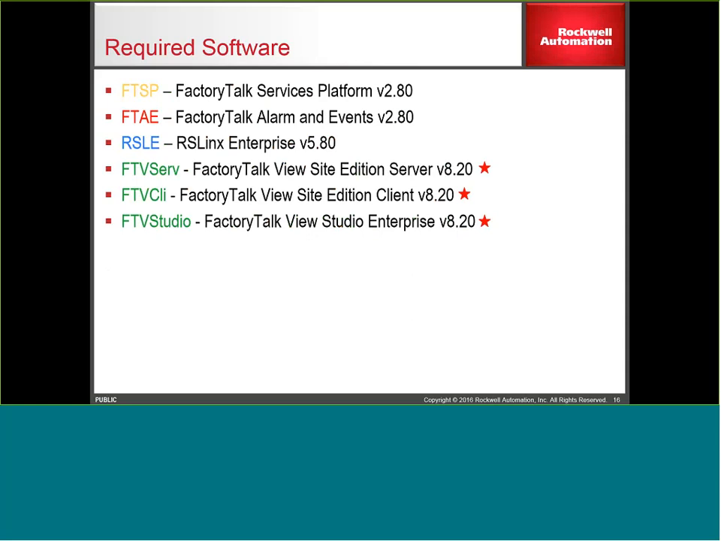Same thing for Alarm and Events, and version 5.80 for RSLinx Enterprise. And for FactoryTalk View Site Edition, Server, Client, and Studio Enterprise, we're at version 8.20. And notice here, I have a star next to the bottom three. That means that these three require an activation, right? But the top three do not.